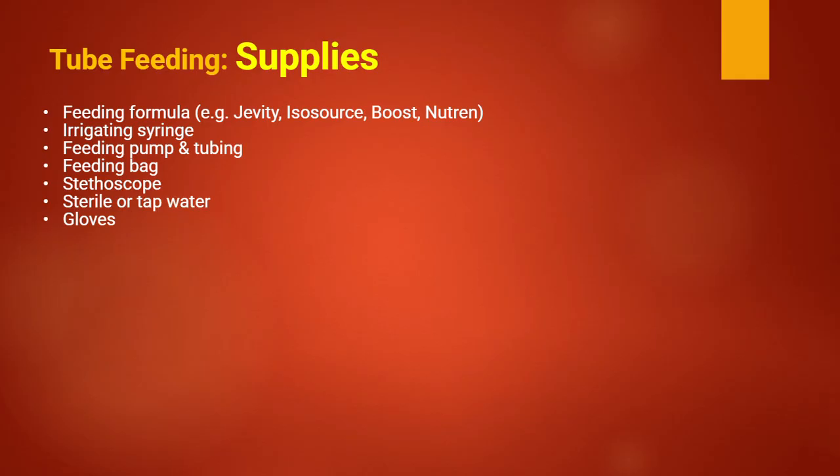The feeding bag connects to the tubing and holds the prescribed formula. Even if a pump isn't used, as in gravity feeding, the bag is still necessary to contain and deliver the formula safely. A stethoscope is an important tool for verifying tube placement, especially in nasogastric feedings, by listening for air insufflation or assessing bowel sounds prior to feeding. This step helps confirm that the tube remains in the stomach and not displaced into the respiratory tract.